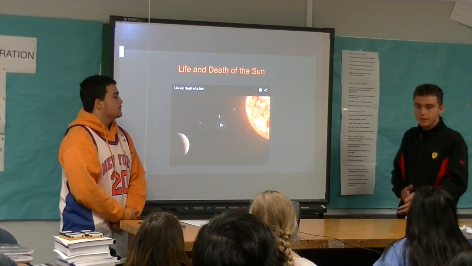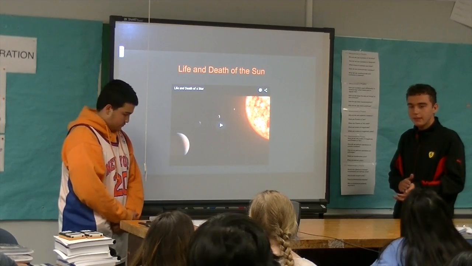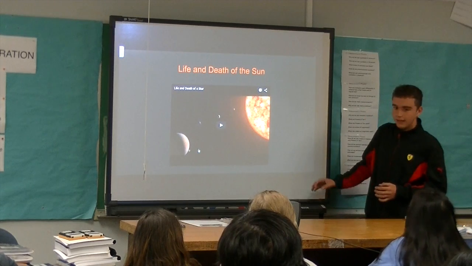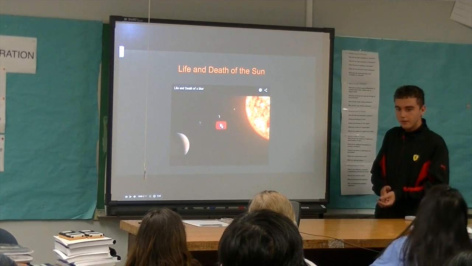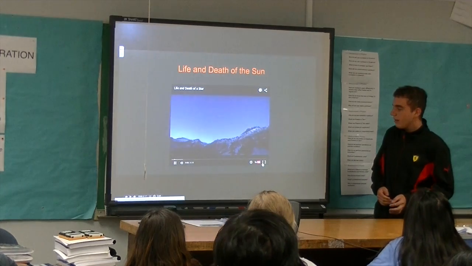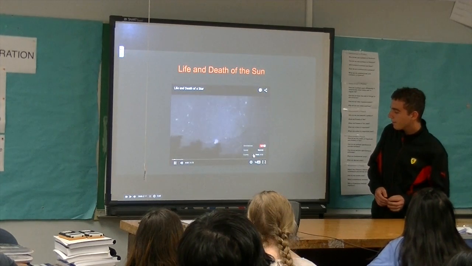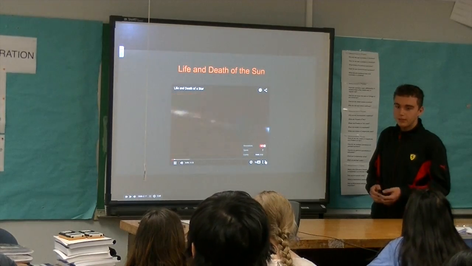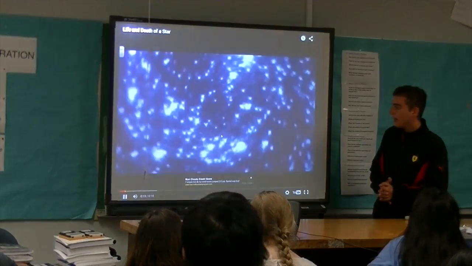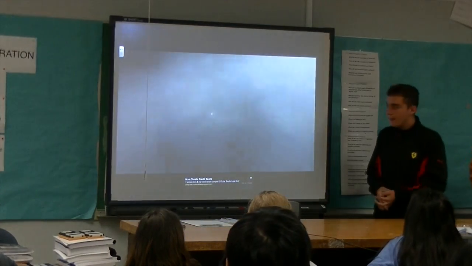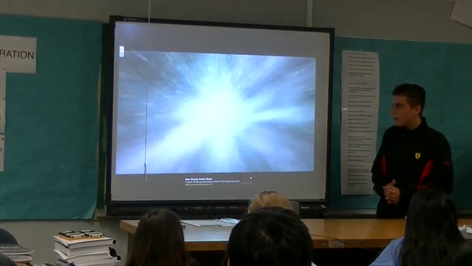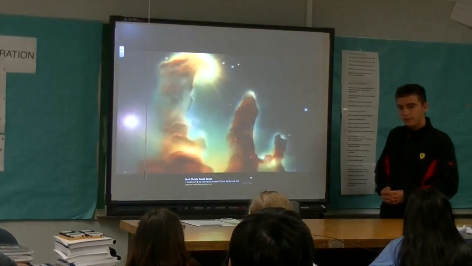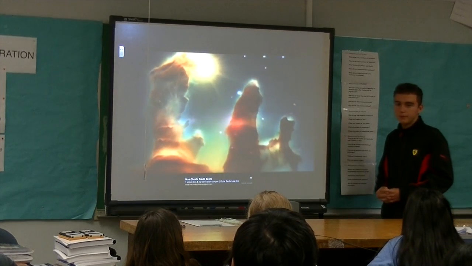A star begins its life as a really big cloud of dust, and through gravity, it begins to condense into a protostar, which is the first stage of the star, and then it goes through its transformation into a yellow dwarf, which is our sun. And then after that, it goes into a red supergiant, and during its final stage, it's a white dwarf, and eventually into a supernova, possibly a black hole.